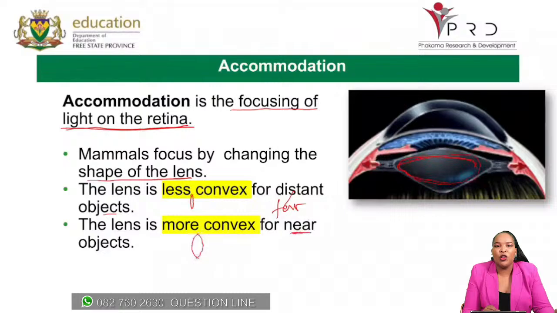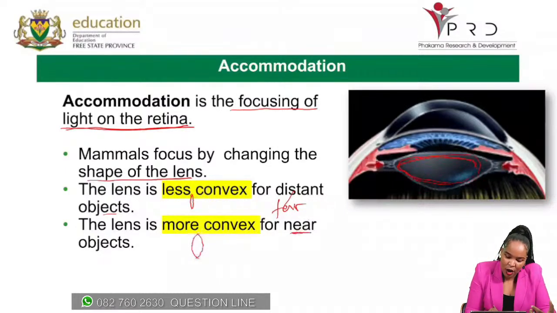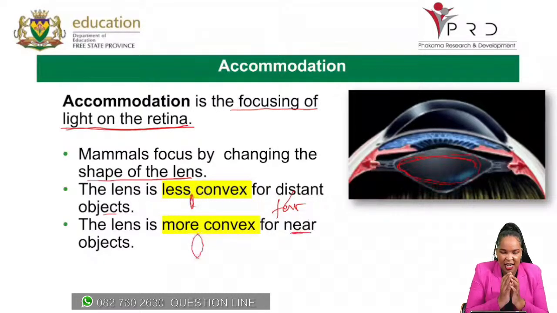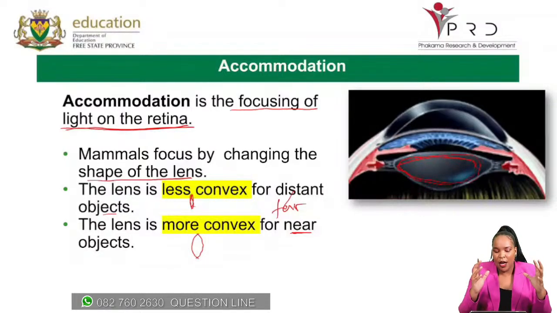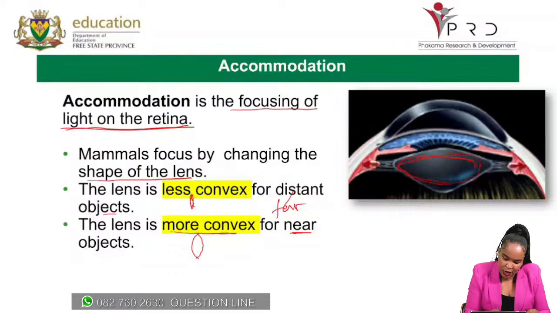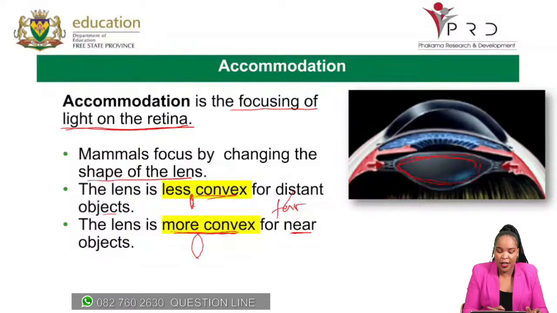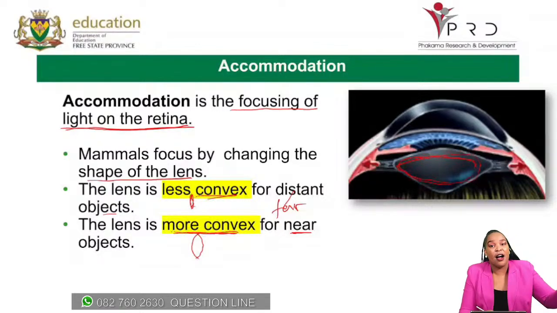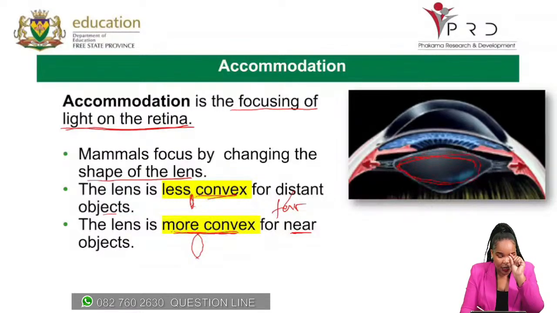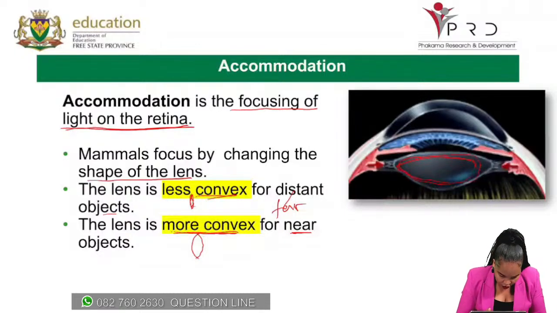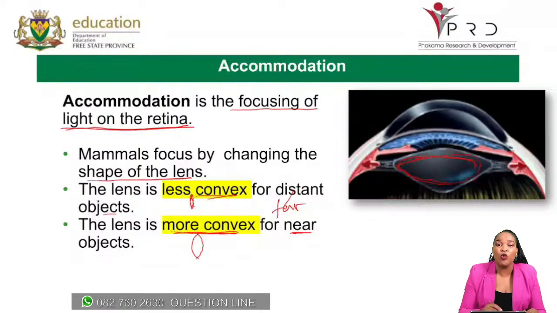Please learn to use this terminology because when you are answering, we need to see these terminologies in your answer. So less convex means it is a bit slim, like this. It's a bit thin. And then more convex, it means it's a bit thick. But you do not use those terms. These are the allowed terms that you use. Less convex and more convex. So when you are looking at something that is far, the lens is going to be less convex. When you are looking at something that is in front of you, your book there, the lens is going to be more convex. Please remember that.